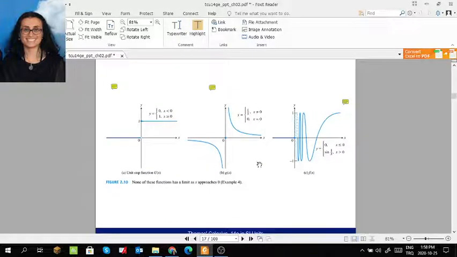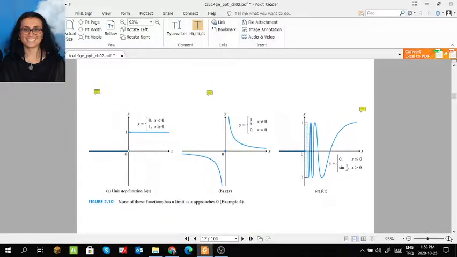Okay, these are three nice functions that we want to talk about. In the first one, this is the step function. Look, it's like a step, this and up here. Step function. And it is defined as follows. Let me make it a little bit bigger for you.